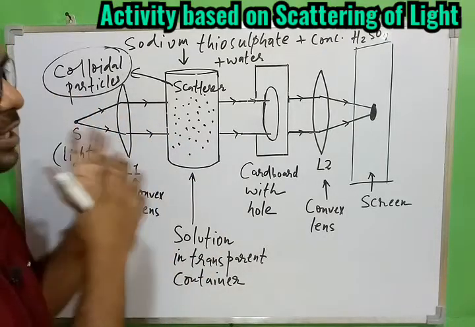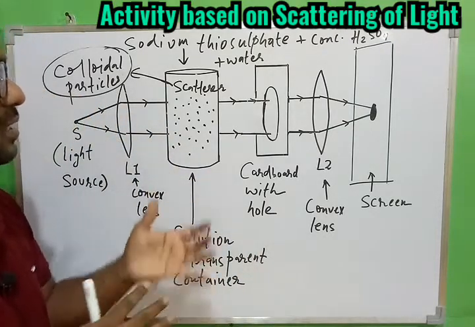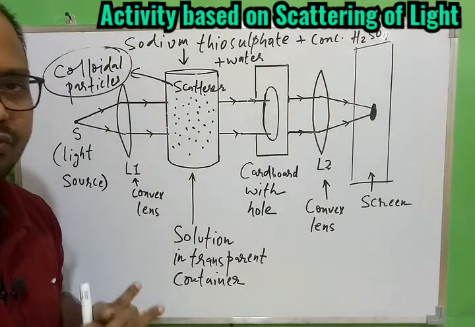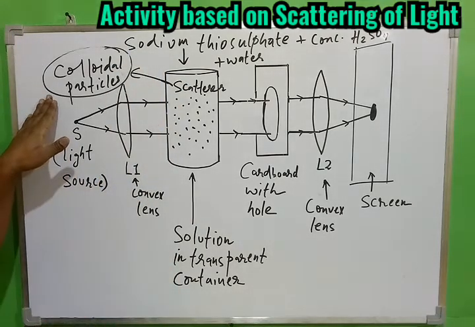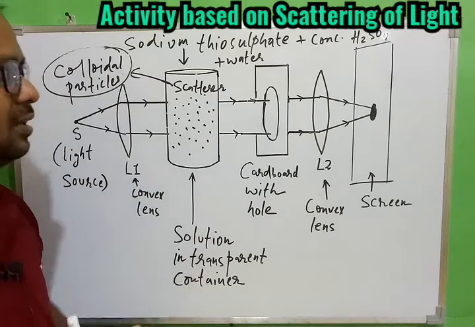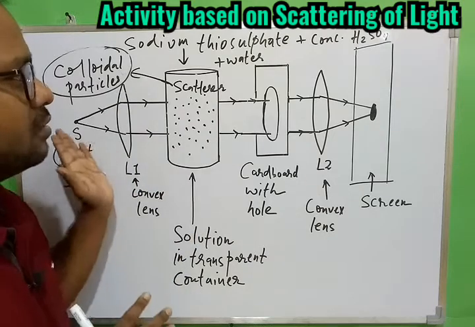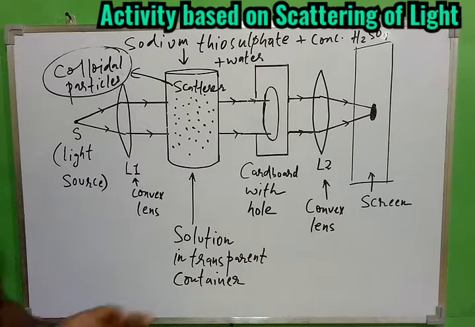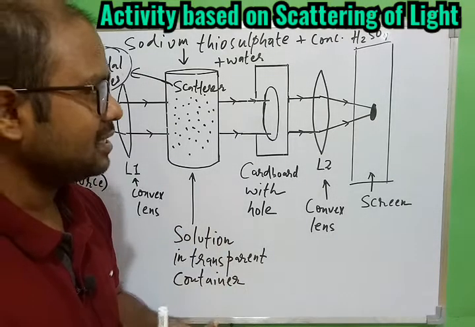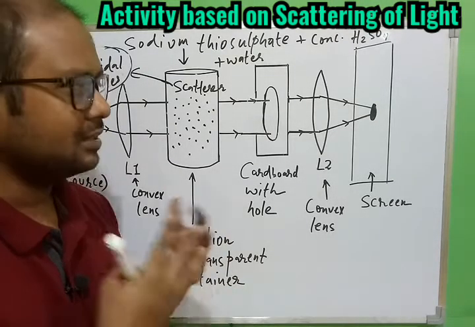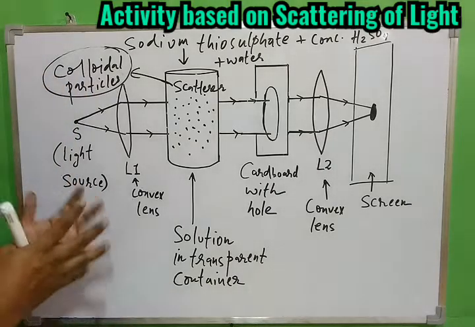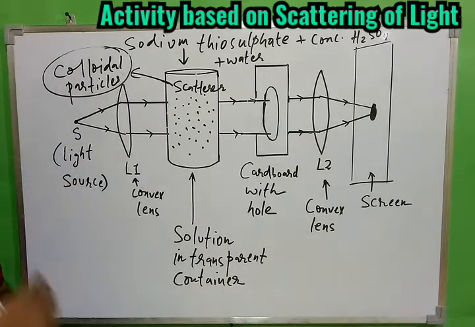And now the experiment, once we do the experiment, that is we form the colloidal solution of sodium thiosulfate and concentrated H2SO4, we'll get the colloidal particles of sulfur within this container. And once the white light is allowed to pass through this container with the help of this setup, what will be the observation that we need to understand, and why the observation will be like that we need to understand also.